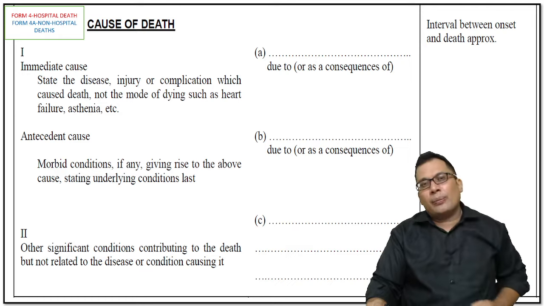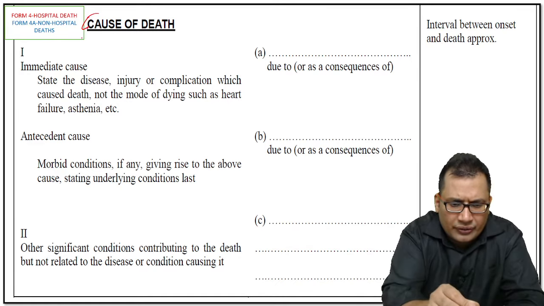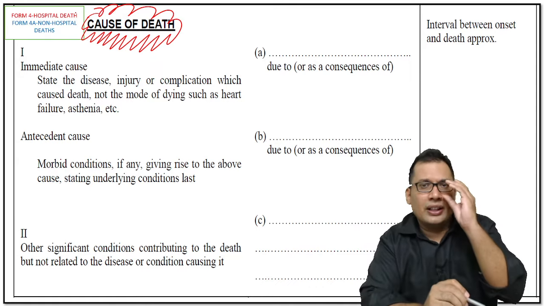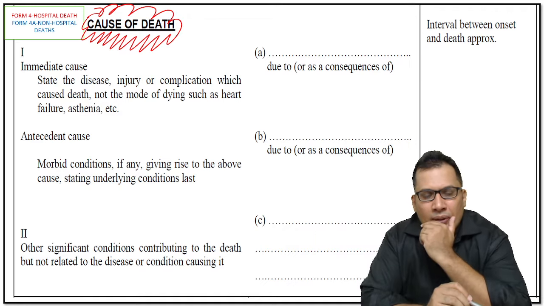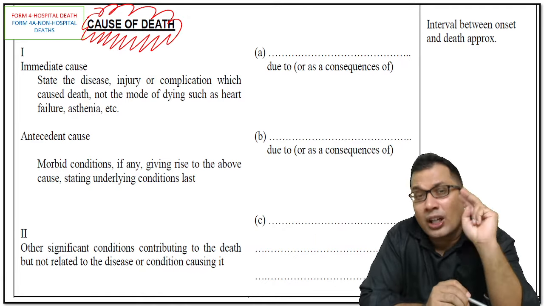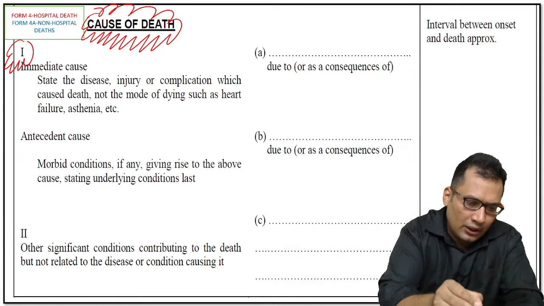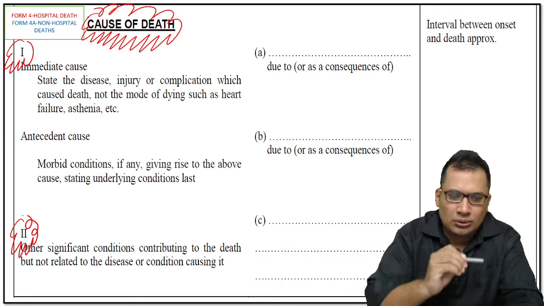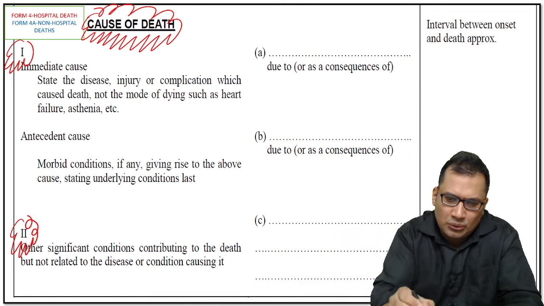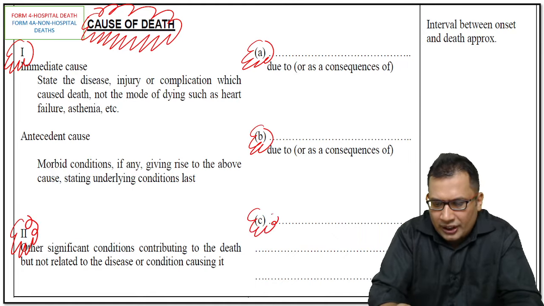The important concept here is the cause of death. How to write the cause of death in the death certificate? As I discussed before, death certificate has 2 parts. What are the 2 parts? Part 1 and part 2. Again, part 1 is classified into 1A, 1B and 1C.